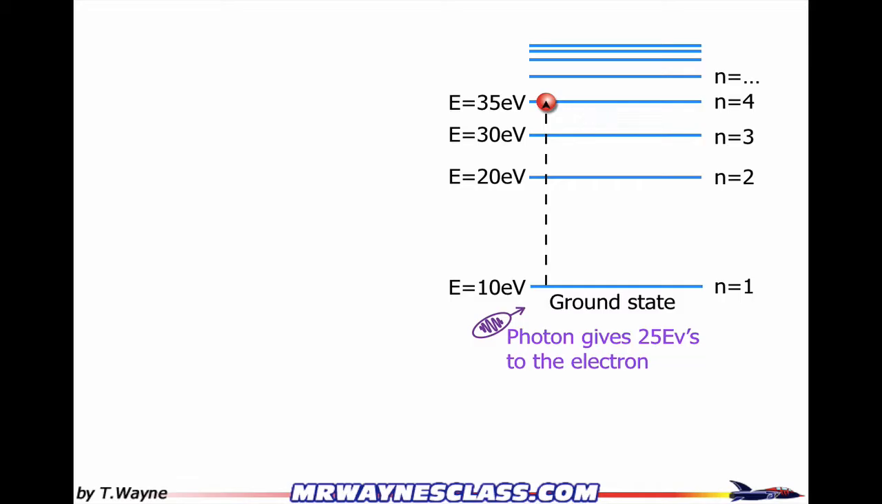If the photon had been 32 eV, nothing would have happened. If it had been 22 eV, nothing would have happened. It's got to be enough to add up to one of these energy levels, or in this case, 25 eV.